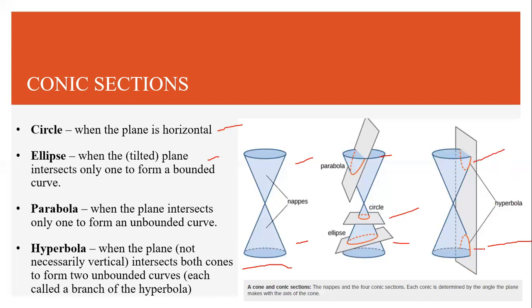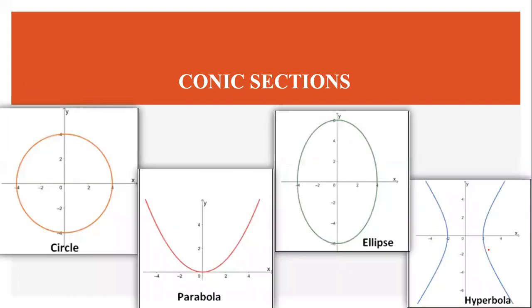Each one, we call it a branch of the hyperbola. So these are the conic sections when you plot them in a Cartesian plane. It looks like this for the circle, parabola, ellipse, and hyperbola.